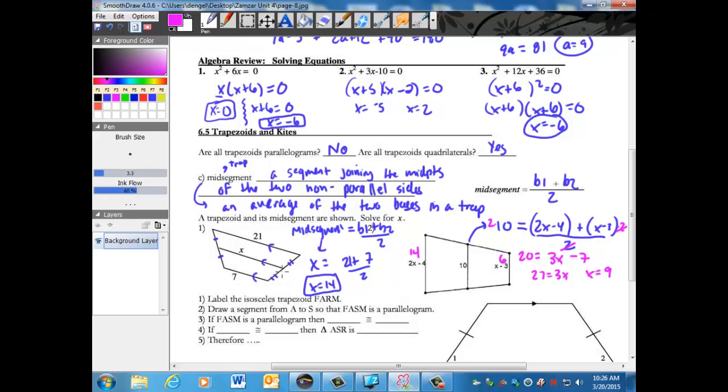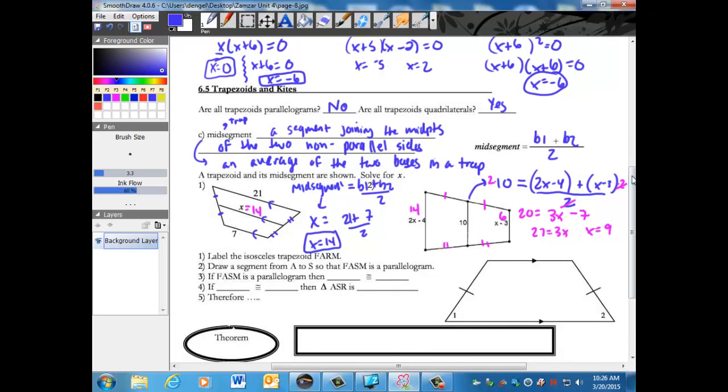Now, one thing that I didn't show over here is that when x was 14, do you see how it is an average or halfway between 21 and 7? That'll always be true for mid-segments of a trapezoid. This length will always be halfway between 7 and 21. Same thing over here. We have 14 and 6. What number is halfway between 14 and 6? That would be 10. And again, I can show that these two lengths are the same and these two lengths are the same.